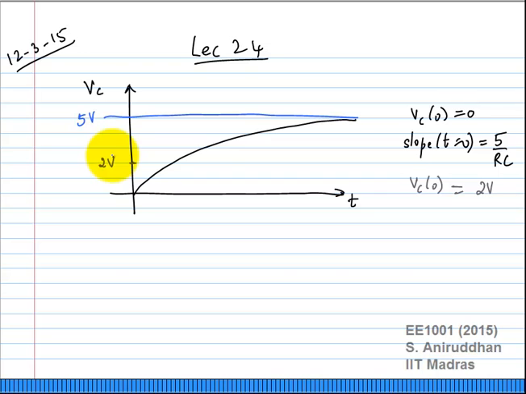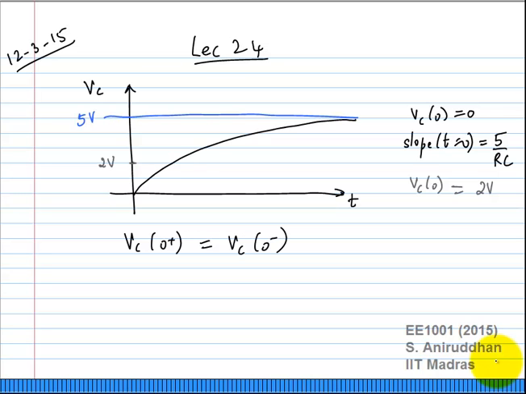So Vc at t equal to 0 plus has to be equal to Vc at t equal to 0 minus. Why is that? Why would I put this condition? Why should it be continuous at that point? What will happen if this condition is violated? There has to be an infinite current.